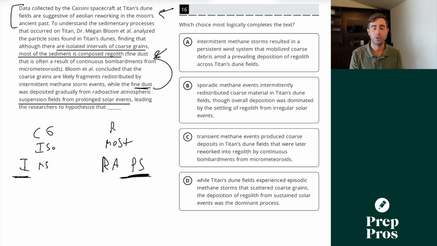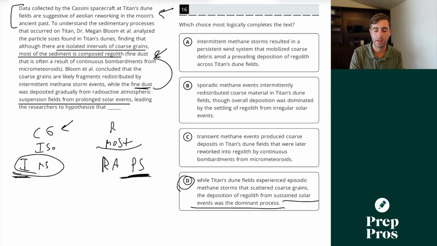What we'll typically start to see with these types of answers is the details start going back and forth between the two, and you have to track them. But if we've written this stuff down, it becomes a lot easier to track. This is why D is correct. While Titan's dune fields experienced episodic methane storms, intermittent methane storms, that scattered coarse grains, the deposition of regolith from sustained solar events was the dominant process. Well, we know the regolith is most of it, and it came from prolonged solar events. That's how we can see that D is correct.